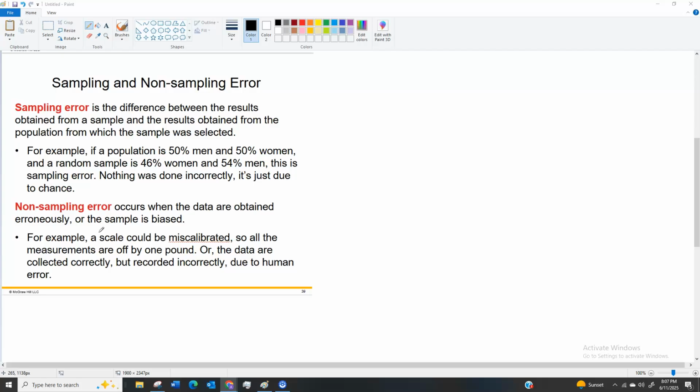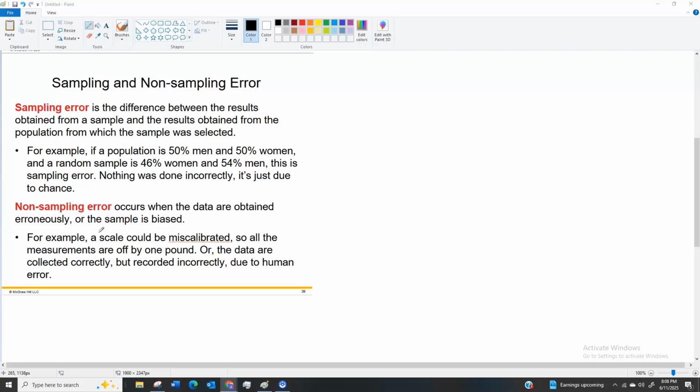But there's also a worse type of error, and that's when you have a non-sampling error. And that's when the data that you have are erroneous or biased. They give the example here that you could have a miscalibrated measuring tool, so everything is off by a pound. Or you could have data that's collected correctly but recorded incorrectly. You could have data that's collected with biased questions. Any of those are going to be what we call non-sampling errors.